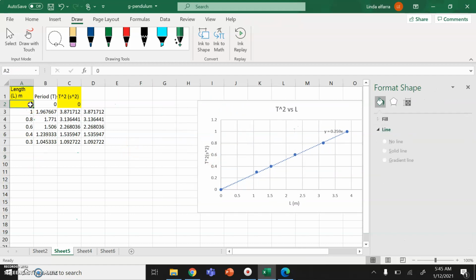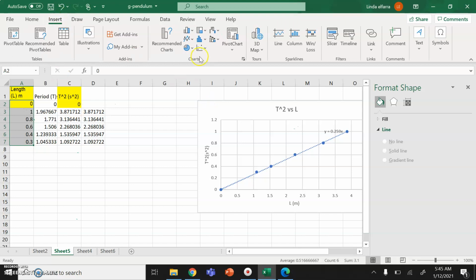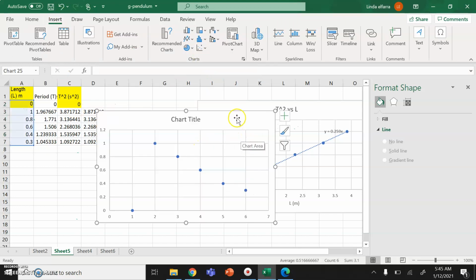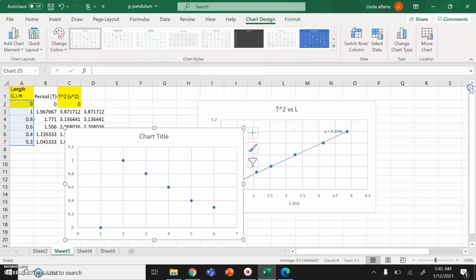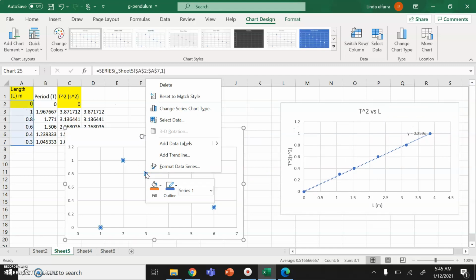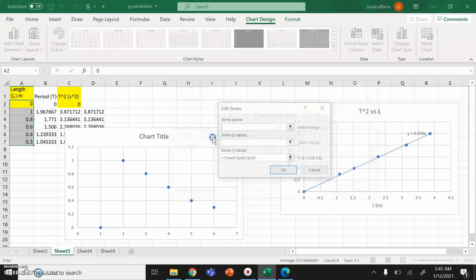So you go back to L, highlighted. It's better to start from 0. Click enter, insert, chart. Choose the first one, scatter. Okay. Put your mouse on any point, right click, select data, hit edit, name the graph. I need to name it T squared, for example, versus L.